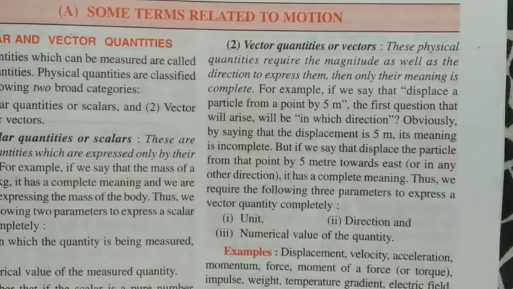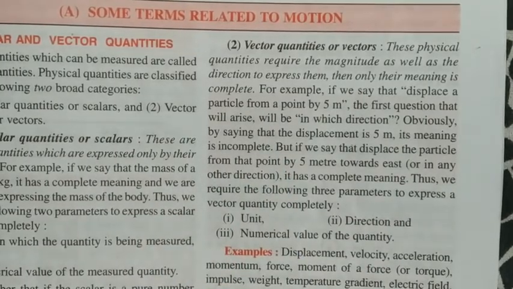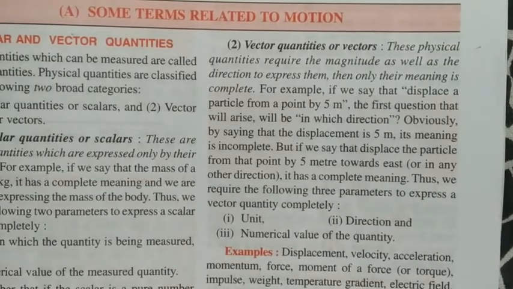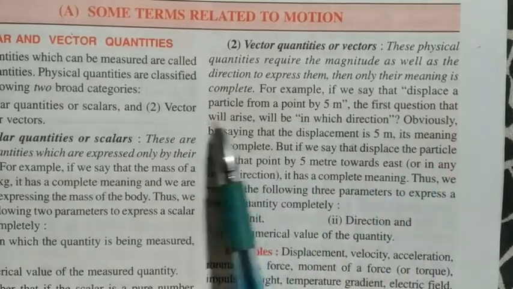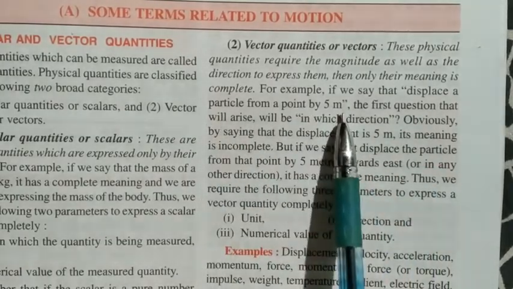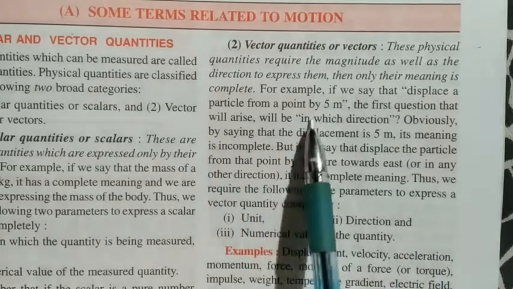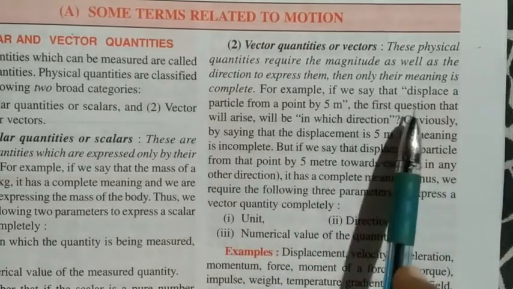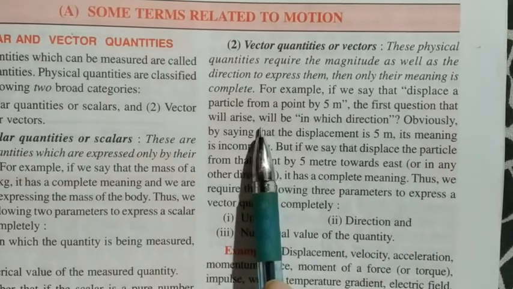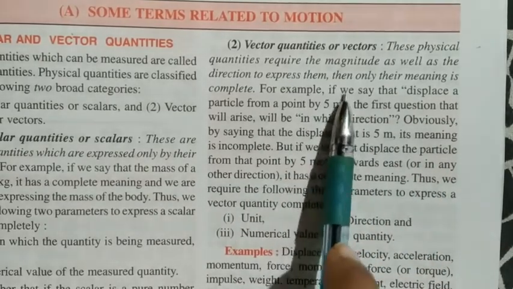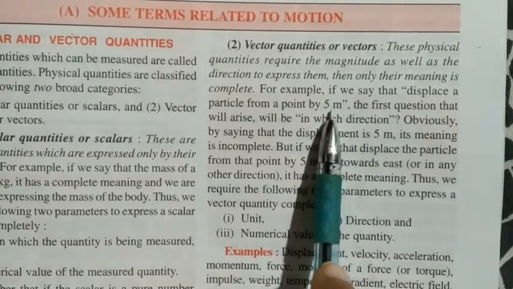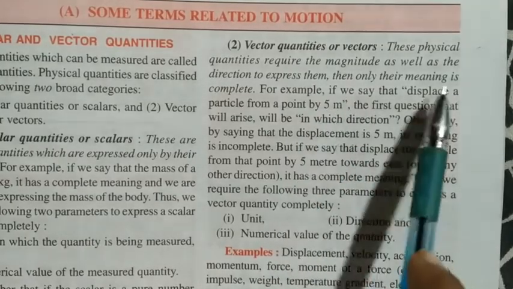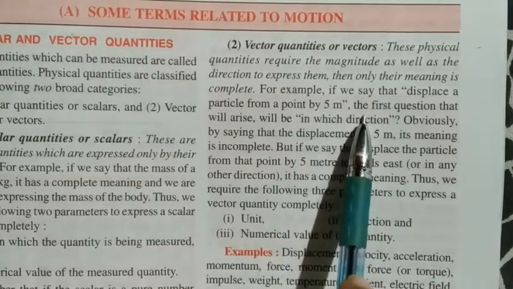Means we can say that vector quantities are two-dimensional. Means we are having magnitude in those quantities as well as the direction also. For example, displace a particle from a point by 5 meter. So the first question that will arise will be in which direction? Since we have asked to displace a particle, now we are having the magnitude of the displacement, but we are not having the direction. That means this sentence does not have its complete meaning.